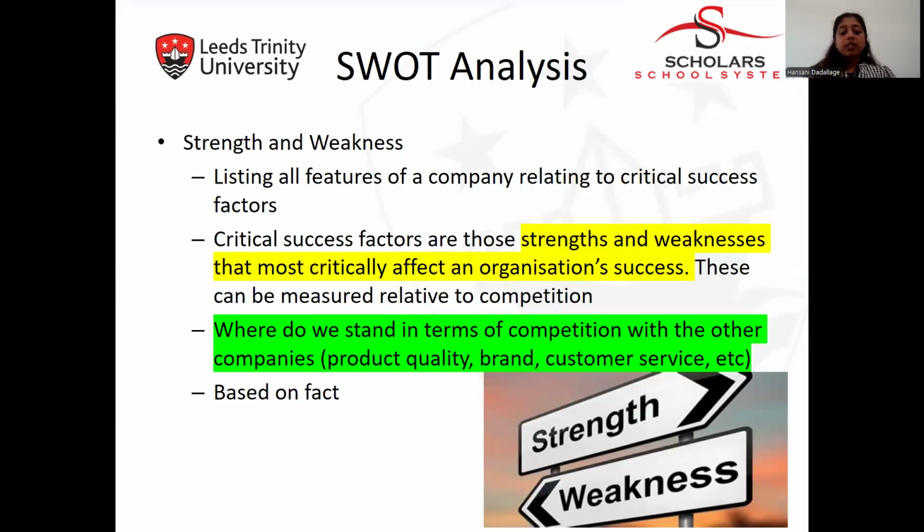Right. So these are the strengths and weaknesses that most critically affect an organization's success. We can measure strengths and weaknesses through where we stand in terms of competition with other companies, using factors such as product quality, brand, and customer service. Now let's think of an example of product quality. Let's say your product quality is comparatively higher than the other competitors in the market. So in that case, your high product quality is a strength of your business.